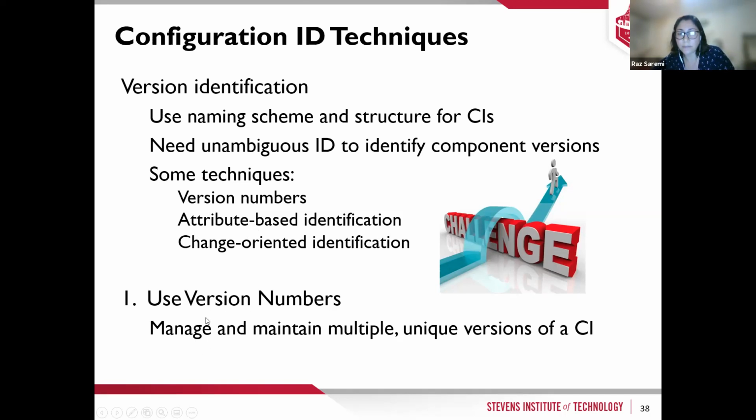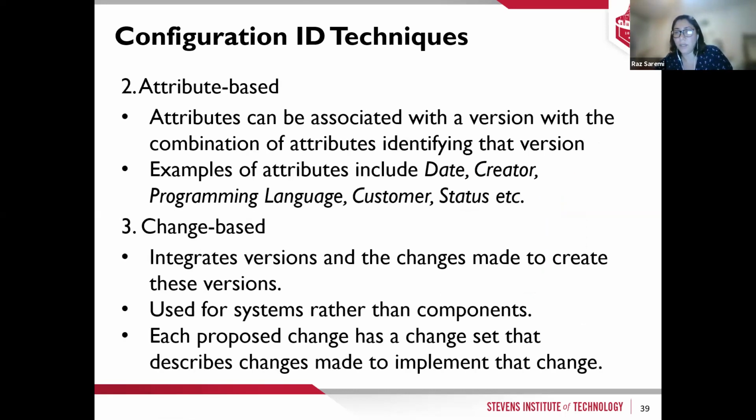For the version numbers, we have multiple unique versions. For example, we have version 1.2, version 2.00, stuff like that. For attribute-based, we associate a version with the attribute. The examples can be the date and the creators. For example, I say version date September 15th ROS, so that shows who did that. And then for the change-based, every time that we change, we add a new version. So it is used for the system mostly rather than the component.